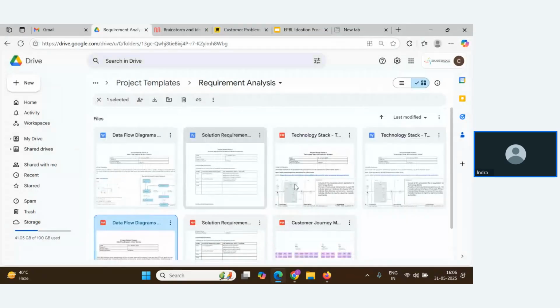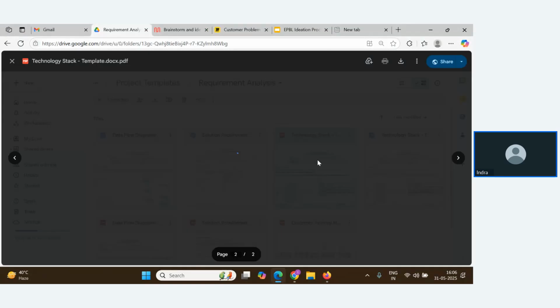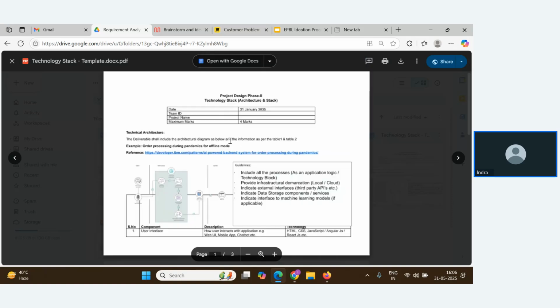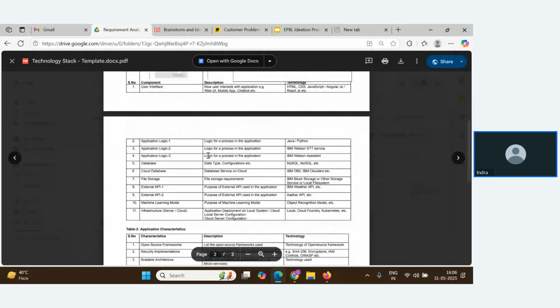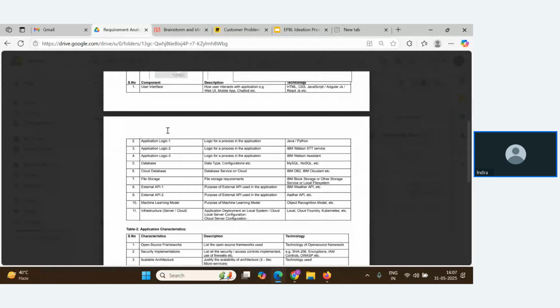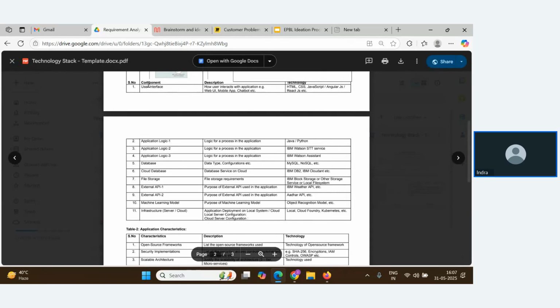Apart from this, guys, we also have one more template called technology stack. In technology stack, you'll be describing the components that you're going to use inside your project. Here you can see there are three columns: component, description, and technology. For example, for our reference, we have given some components here like user interface. So how is the user interacting with the application? Is he interacting through the interface of Tableau? Is he interacting through the interface of any website? First thing you have to mention.